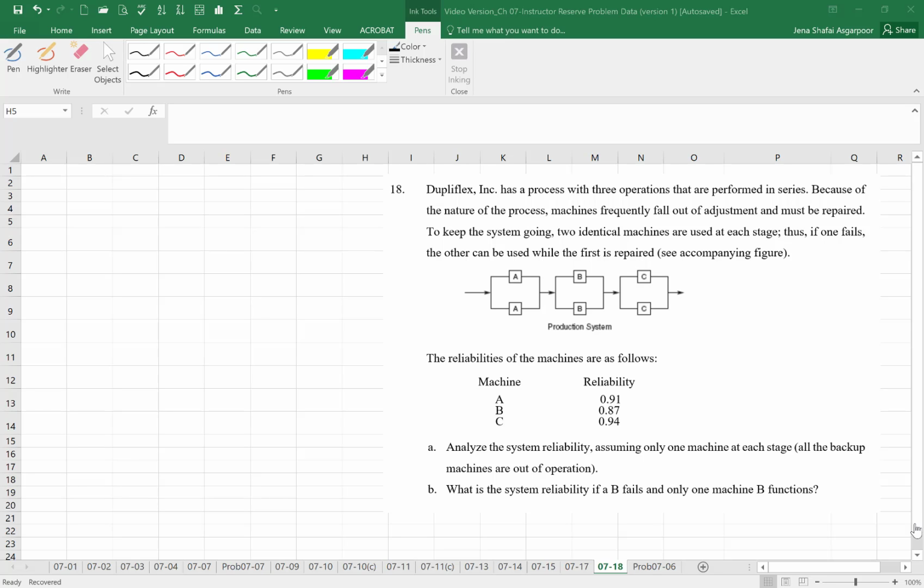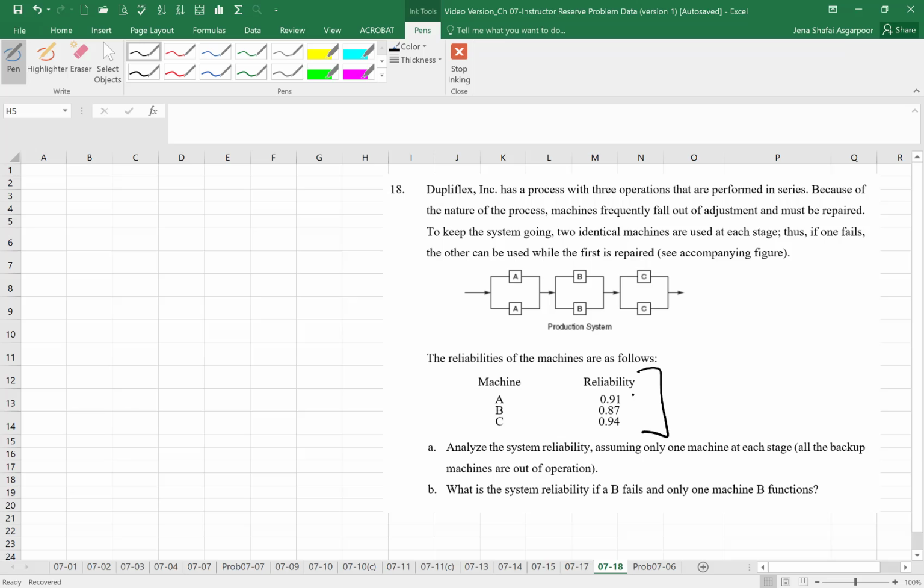This is reserve problem 18 in chapter 7. Dupliflex has a process with 3 operations that are performed in series. Because of the nature of the process, machines frequently fall out of adjustment and must be repaired. To keep the system going, 2 identical machines are used at each stage. Thus, if one fails, the other one can be used while the first one is being repaired. We have the picture of the system, and we have the reliabilities for each of the components.